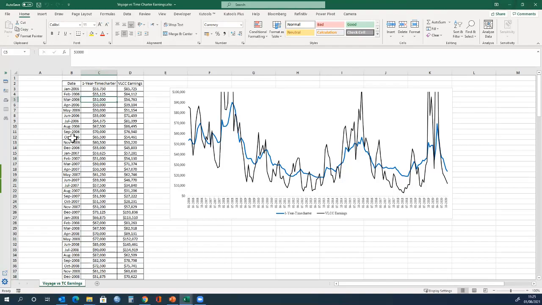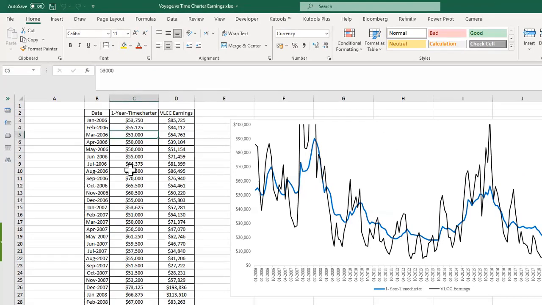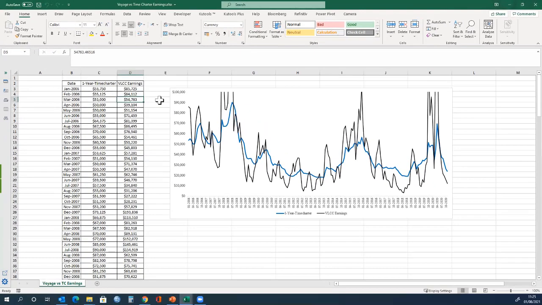In March 2006, the average value for 1 year time charter was $53,000 per day. This basically means that if the VLCC ship was hired on a 1 year time charter, it would be paid $53,000 per day for 1 year, and that value would not change. However, at the same period of time, the average voyage contract was $54,763 per day. This is for a round voyage and will not be for the full year.